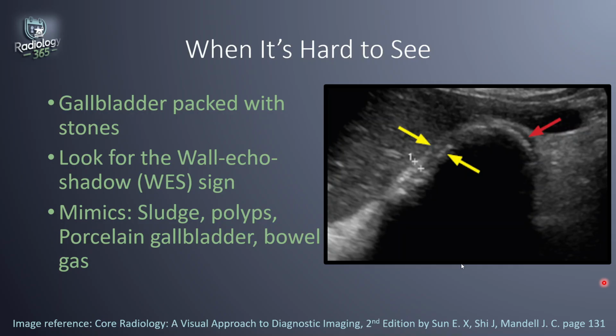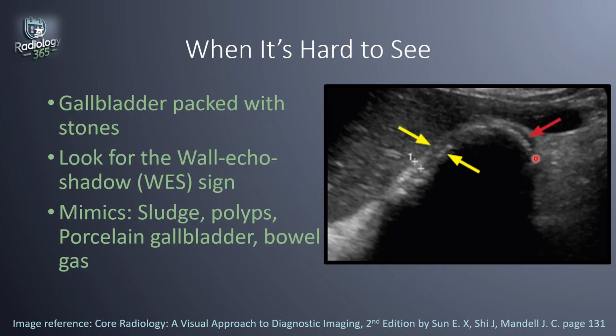So this image is depicting the wall echo shadow sign on ultrasound. We see two parallel echogenic arcs representing the gallbladder wall, that's the first one, and the leading edge of the stone that's pointed to by the yellow arrows. So we have the gallbladder wall being the first echogenic line, and then the leading edge of a stone or multiple stones shown by the second echogenic arced line.